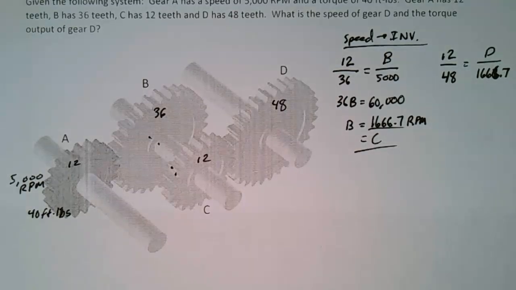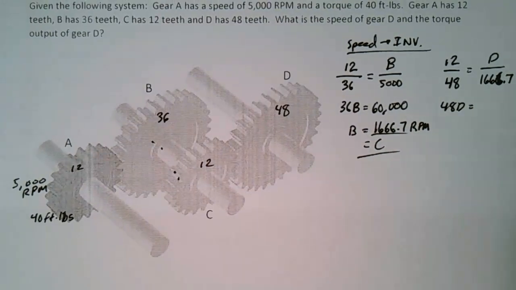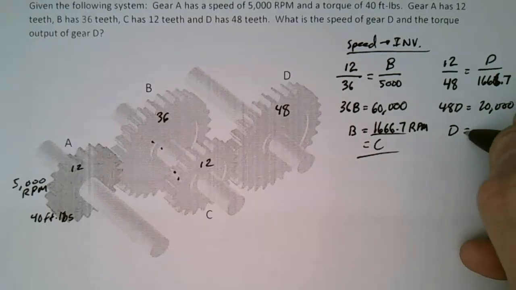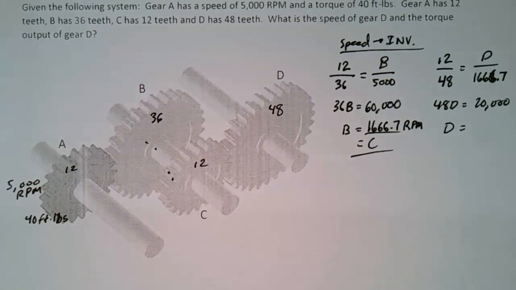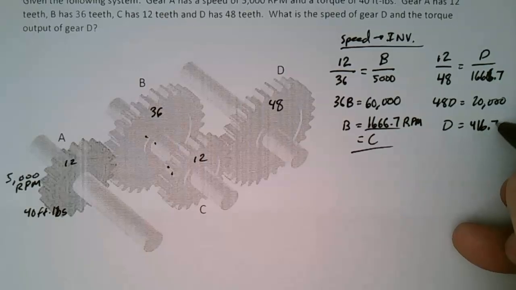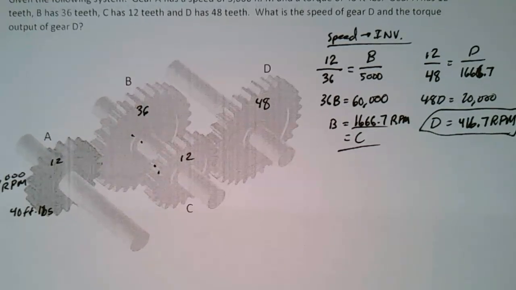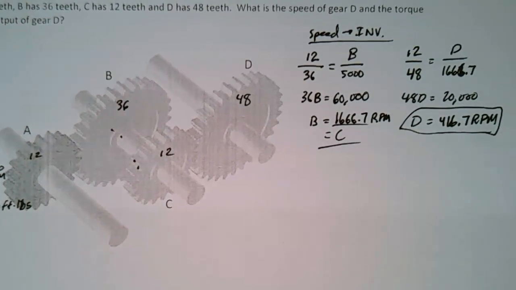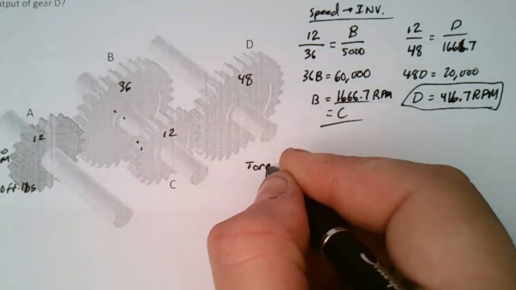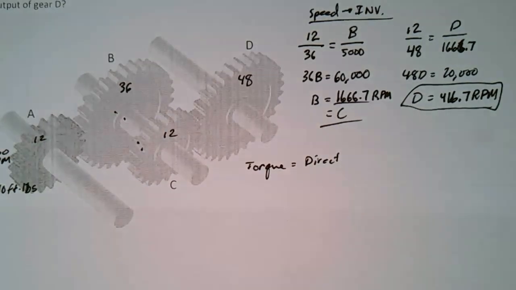1666.7. We're going to cross multiply this. We'll get 48D is equal to 20,000. And if we divide by 48, that's going to give me D equals 416.7 RPM. Okay, 416.7 RPM. So that is how we find our speed. If we do our torque, torque is a direct proportion. So let's go back and do it again.